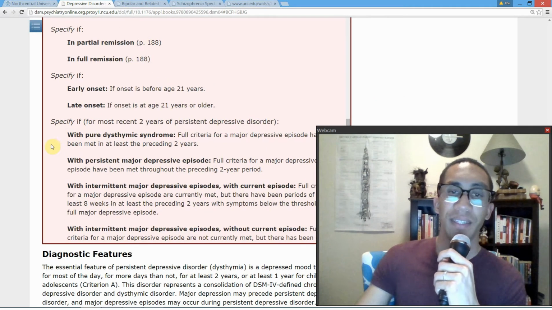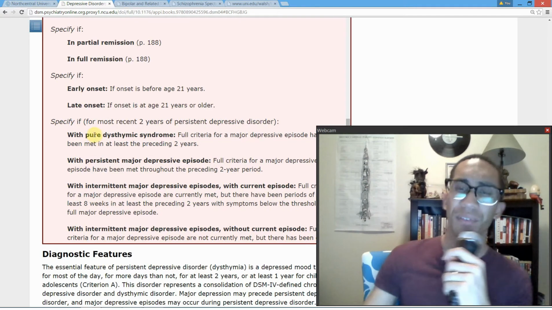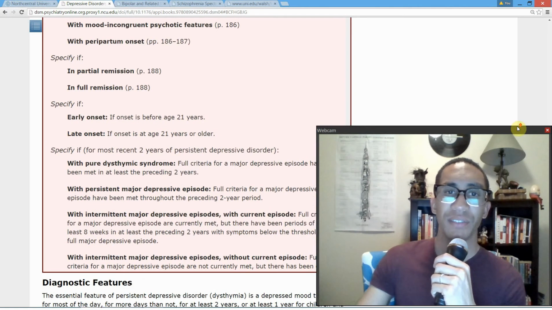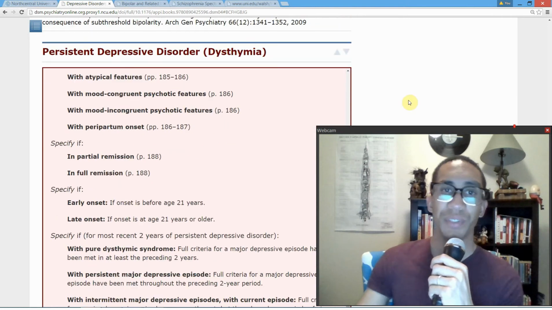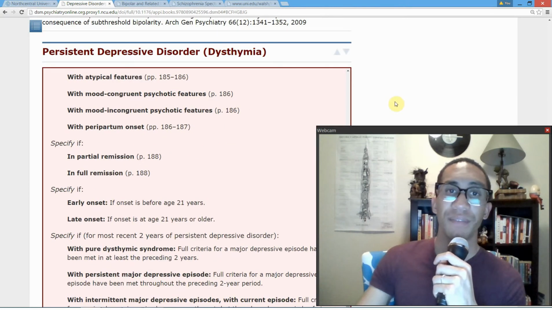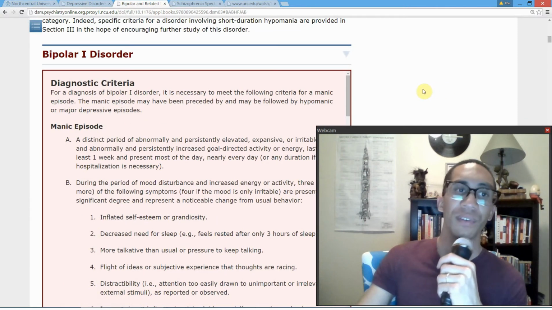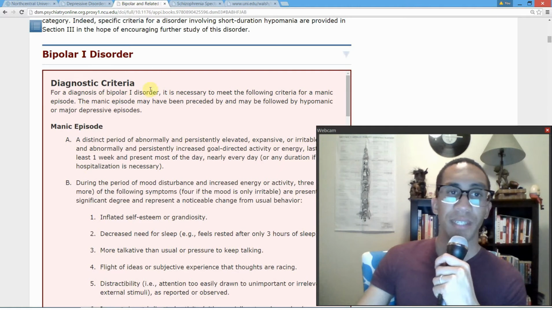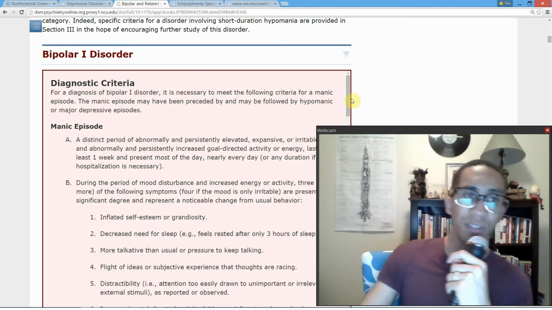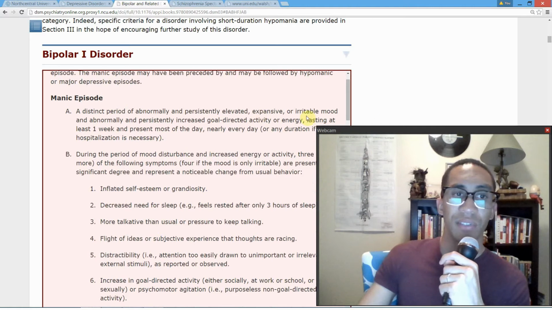So yeah, I think this one was kind of difficult to try and figure out exactly which one she was, because there are a lot of things that she meets for major depressive disorder, but because it's so pervasive and it's happened for so long, over 2 years, that would lead me more towards dysthymia. But at the same time, with bipolar 1 disorder, for a diagnosis it's necessary to meet the following criteria for a manic episode. Okay, so she does meet, I think she met the minimum number of criteria for this one.